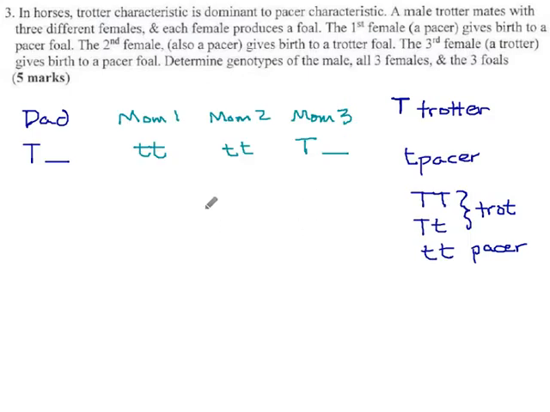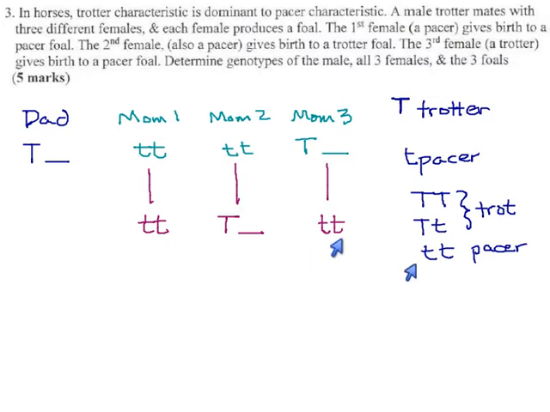Now, what else can we fill in? The first female gives birth to a pacer foal, little t. Mom number 2 has a trotter who is just like the dad, big T, don't know. And the third female, who is a trotter, gives birth to a pacer who is little t. Okay. So we have the dad, we have these three moms, we have these three offspring. Determine the genotypes of the male, all three females, and the three foals.